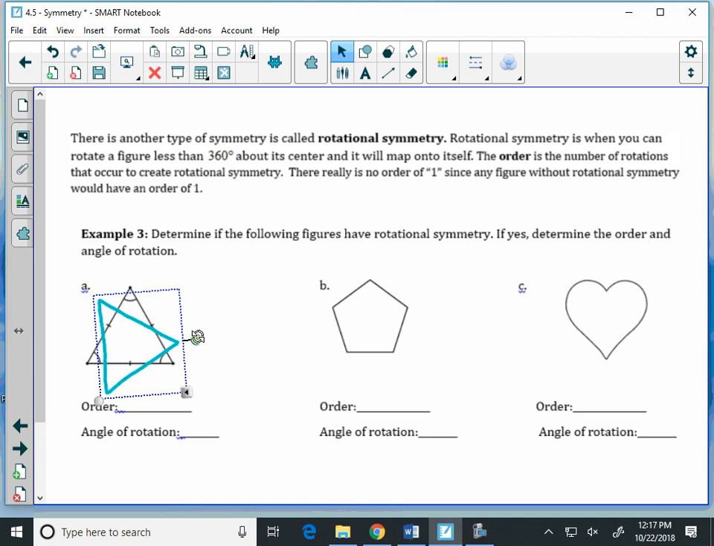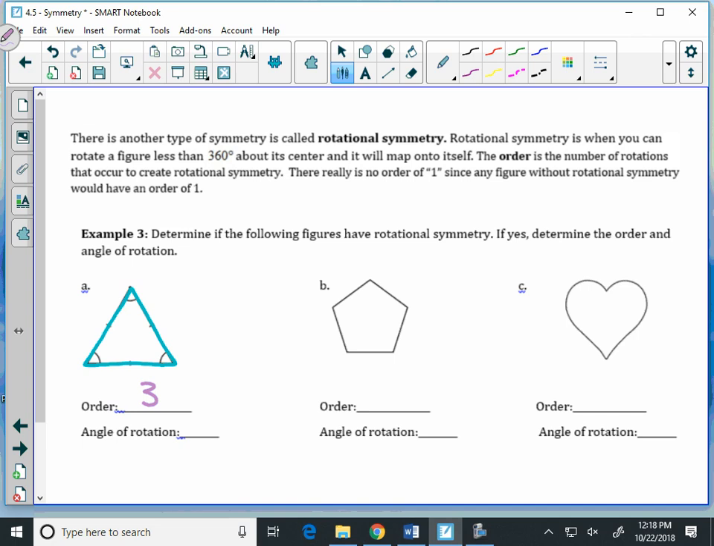And then rotate and rotate and rotate. And I'm back to the beginning. How many rotations did it map up onto itself? We need a full circle. 3. We did 3 rotations. 1, mapped up. 2, supposed to map up. 3. 3 rotations. Okay? So that's the order. That's how many times we rotated it.